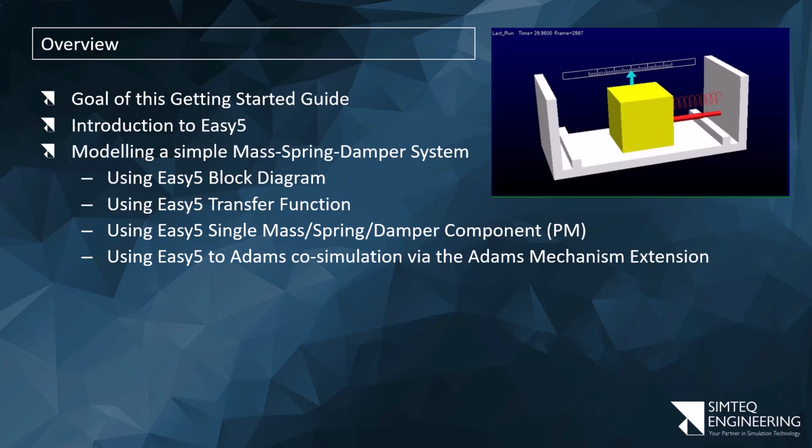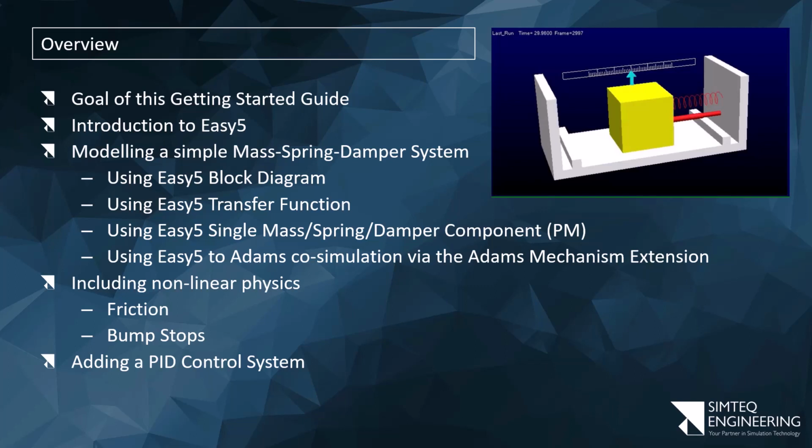And then lastly, we're going to look at how to couple Easy5 with Adams and run Adams and Easy5 in co-simulation mode using the Adams mechanism extension. We're then going to look at including nonlinear physics into the problem. We're going to add some friction to the model. We're going to add contact between the mass and the bump stops, and so we'll be looking at adding contact or impact statements into that.